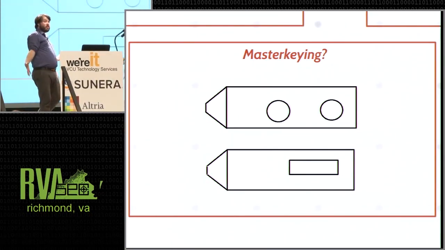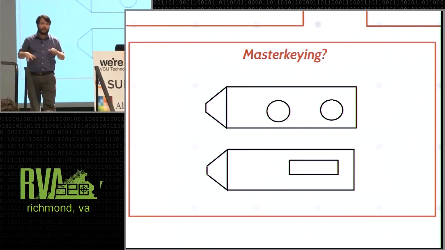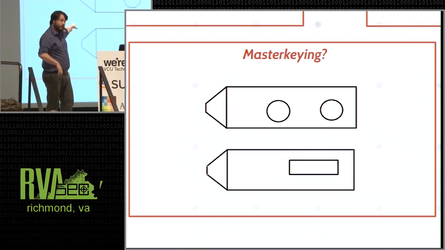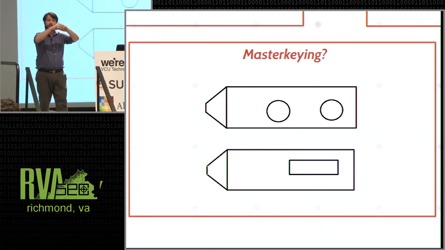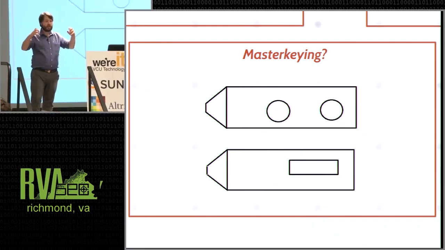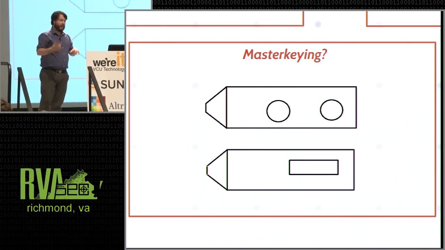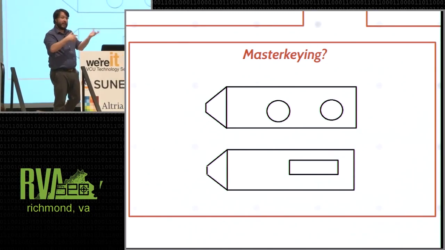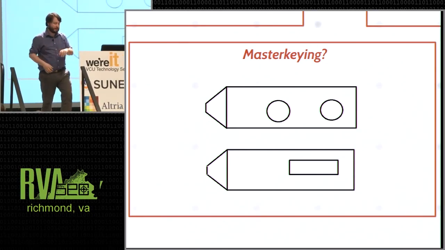But what if we want to master key it? Okay, so now they came up with a master keying method for this, where you can have multiple holes on a pin, or if they're relatively near each other, you can actually tunnel out a chunk of the pin that the pegs in the sidebar can hit. So now you have multiple keys that can work in the same lock.